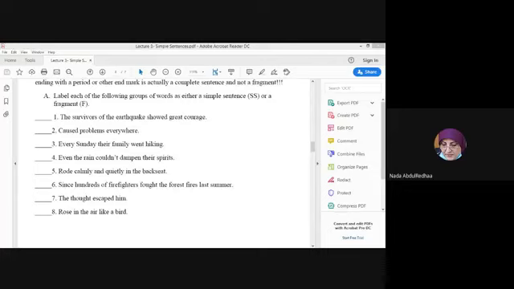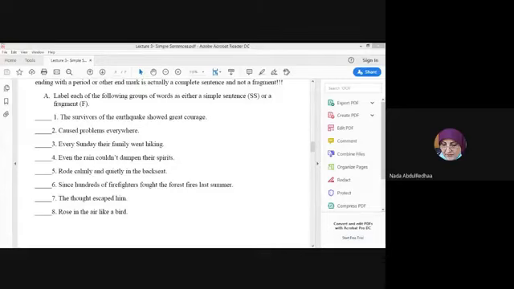Yes. Number 6. Since hundreds of firefighters fought the forest fires last summer. Since hundreds of firefighters fought the forest fires last summer. Yes? Since hundreds of firefighters fought the forest fires last summer.